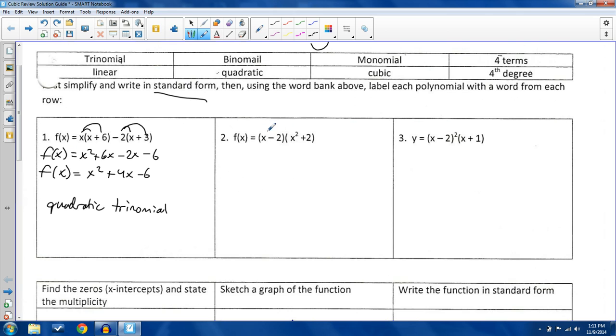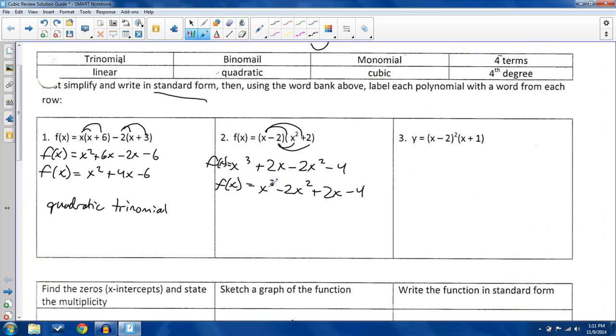Okay, number 2, you get to FOIL here. Multiply the x with the x squared in the 2, and then multiply the negative 2 with the x squared in the 2. You'll get x cubed plus 2x minus 2x squared minus 4. To write this in standard form, though, you need descending degree. So I need to get the negative 2x squared before the 2x, and you have it like that.